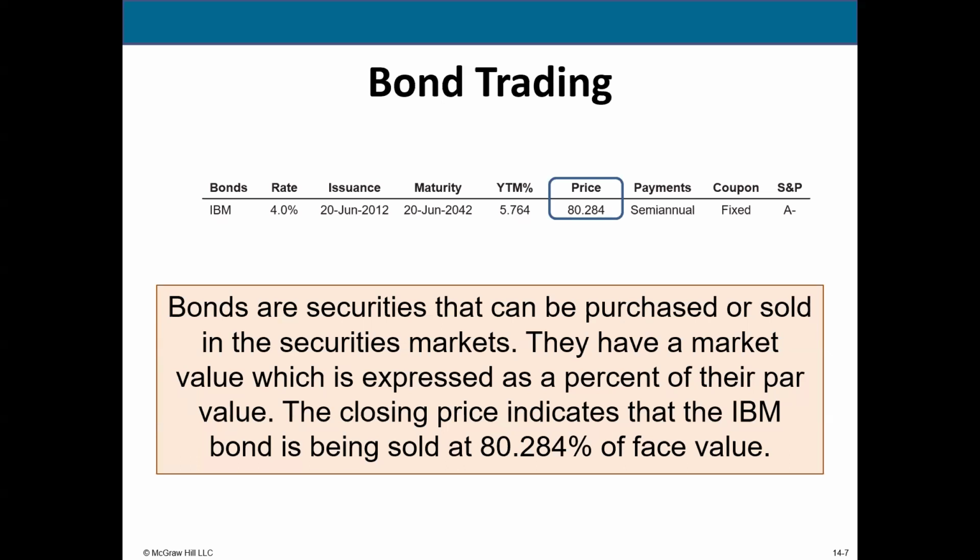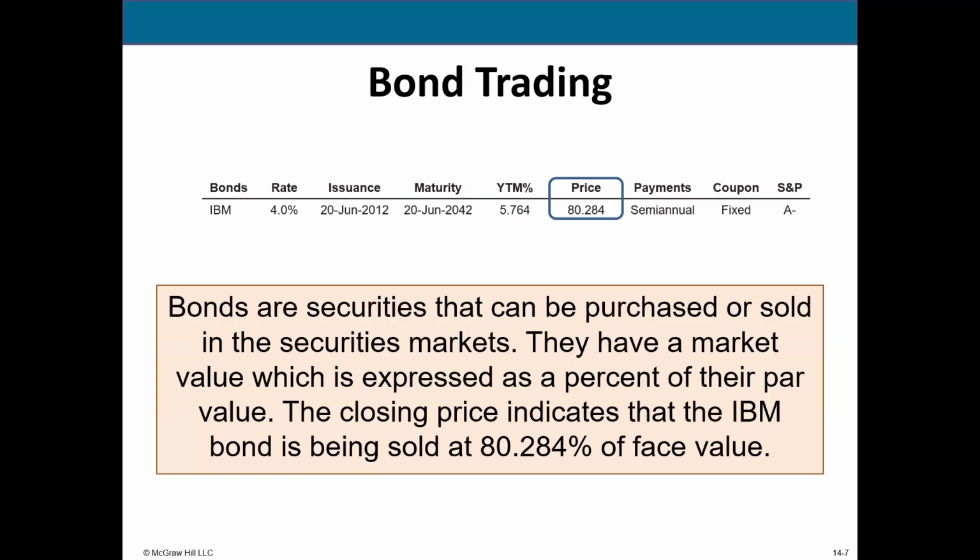I had mentioned earlier that bonds can be bought and sold on a bond exchange. Real similar to the way that stock exchanges work, a bond exchange is where individuals like you and I can buy and sell bonds. So here we have an example of IBM, the computer company. They have a bond quote, and it reads from left to right. The issuer of the bond is IBM. The stated interest rate is 4%. The bond was issued in June 2012. The bond matures, meaning the bond ends, in 2042.